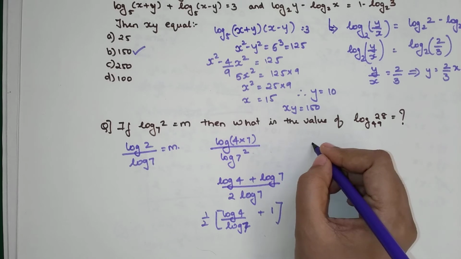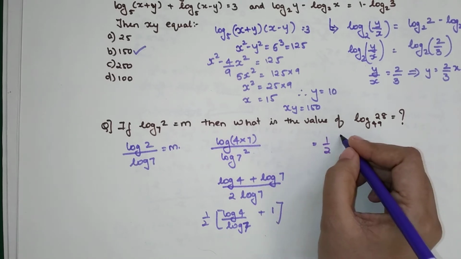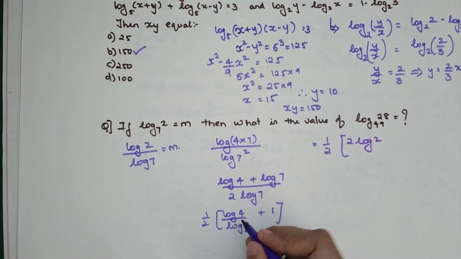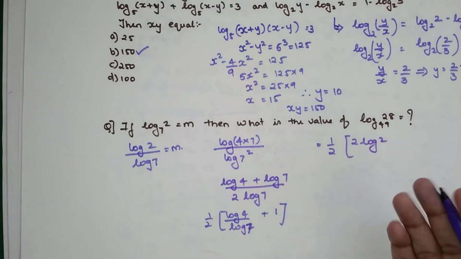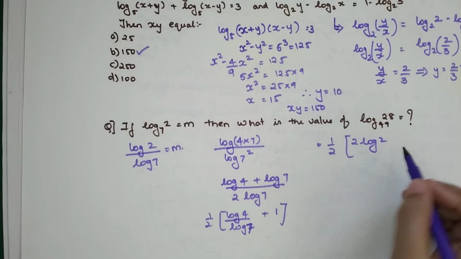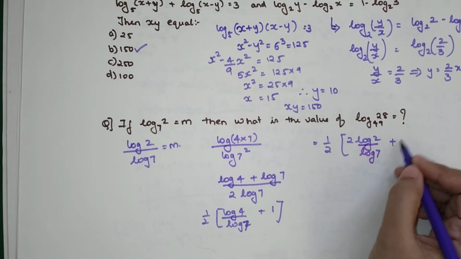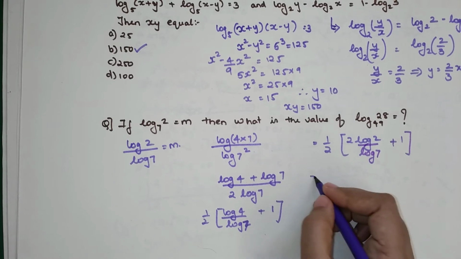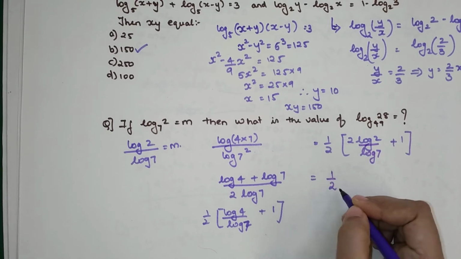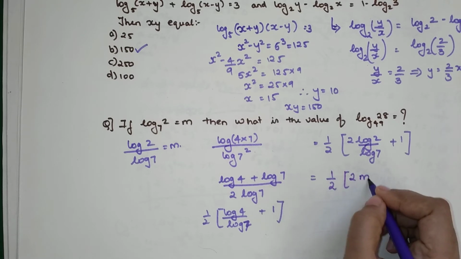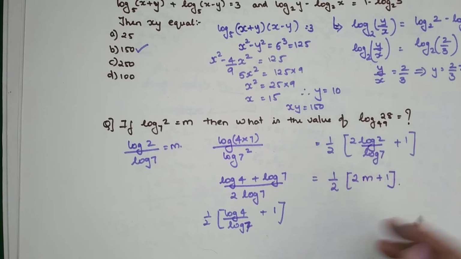That can be written as 1 upon 2, 2 log of 2. Why? Because log of 4 is nothing but log of 2 square, and so I can write that as nothing but 2 log 2 upon log 7 plus 1. So here I can write this as nothing but 1 upon 2 into 2 into m plus 1.